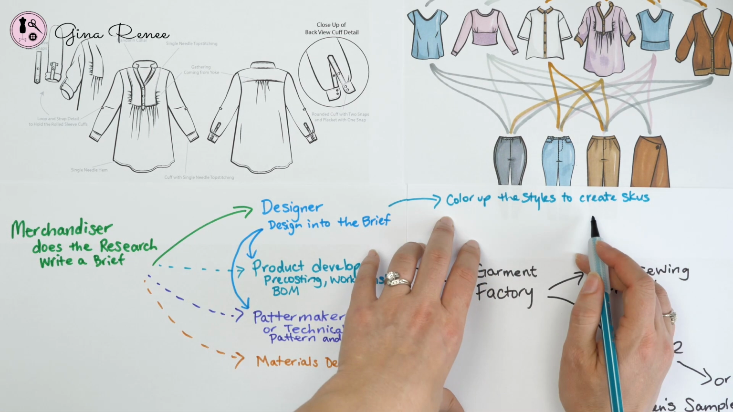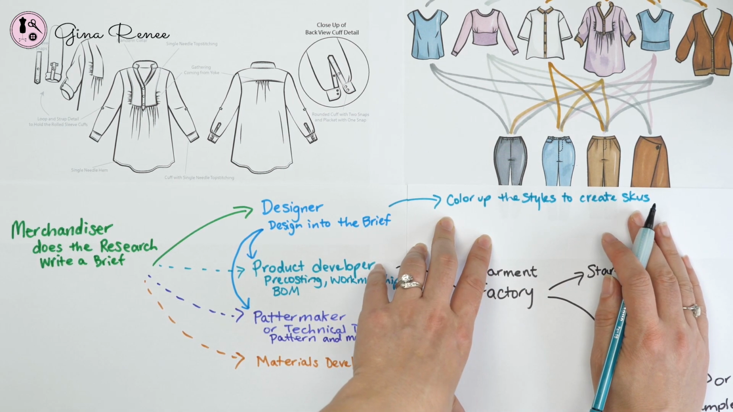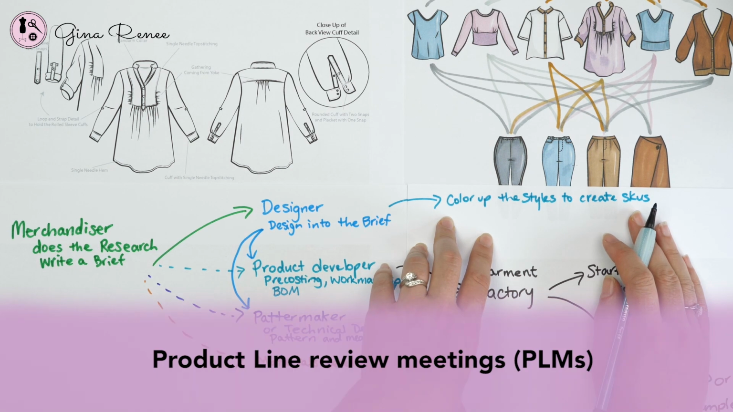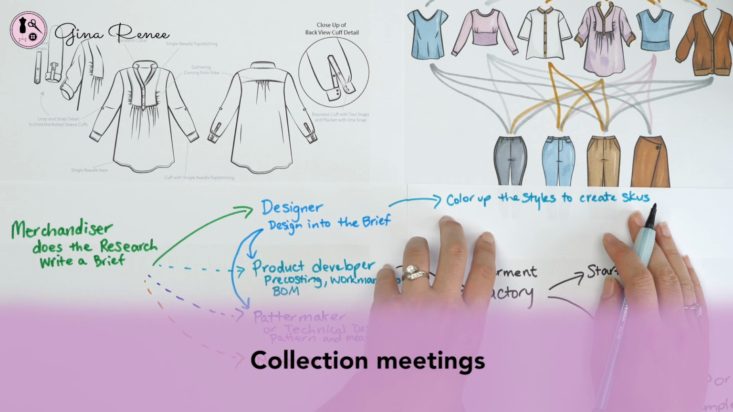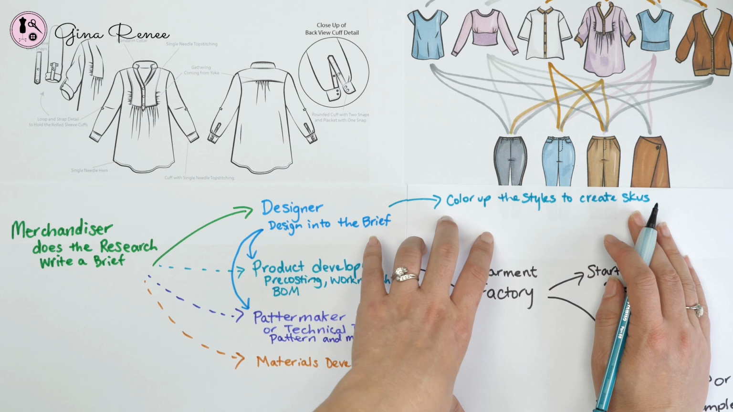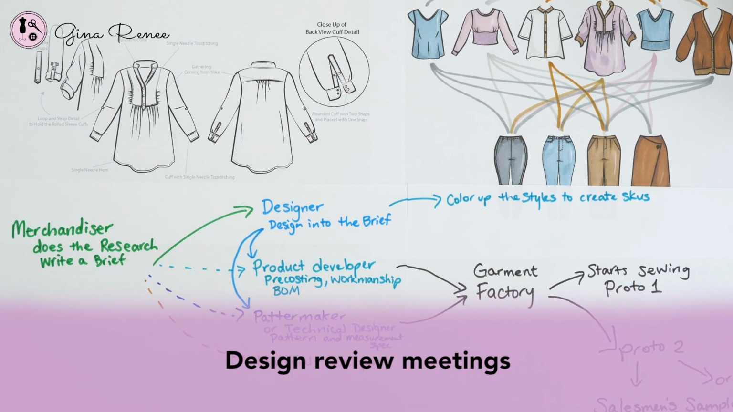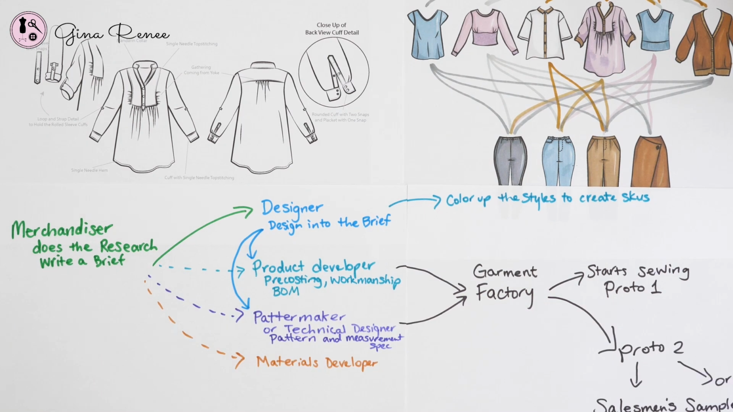Then they will do the entire collection and see how the sales team likes it. This can be done in different types of meetings, product line review meetings, often referred to as PLMs, or collection meetings, merchandising collection meetings. It just depends on the type of company you're at and what they call it. Design review meeting, all of those things.